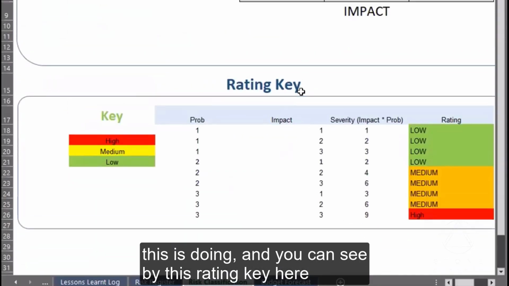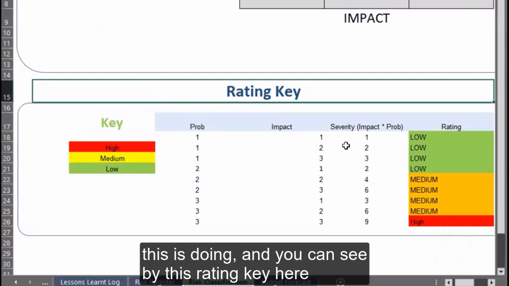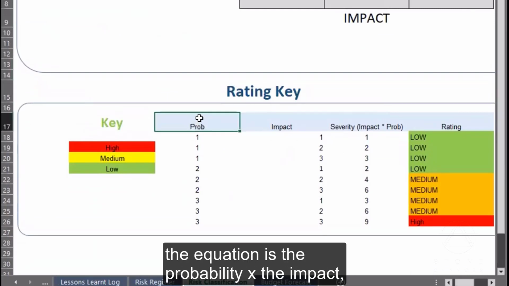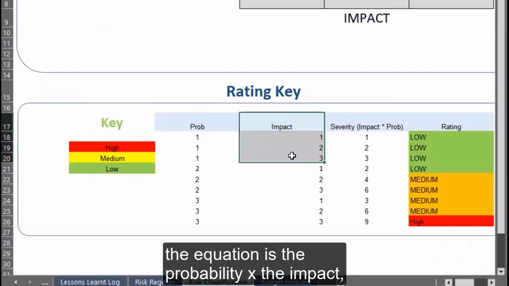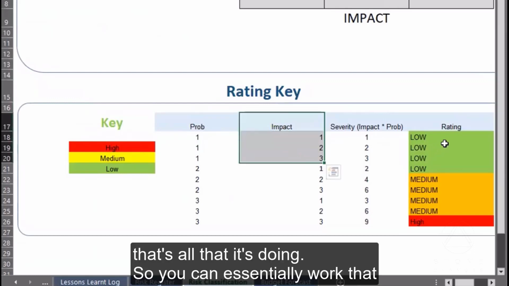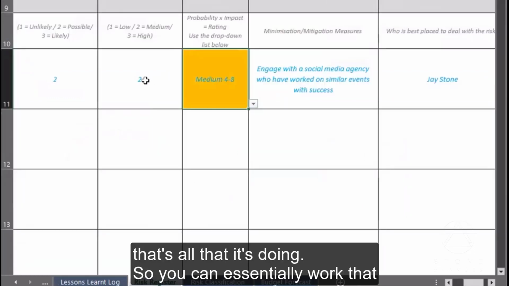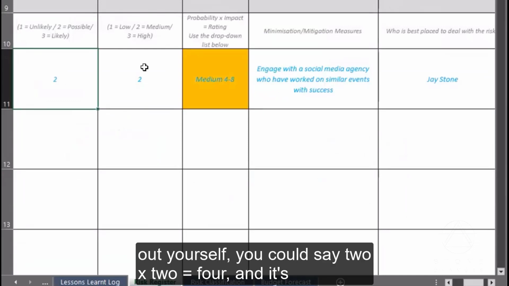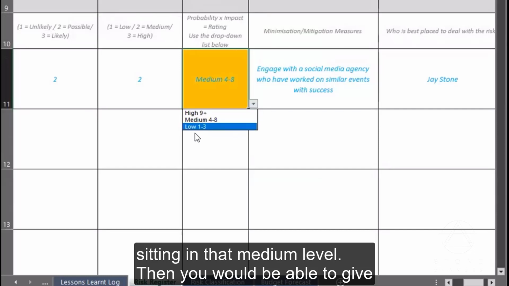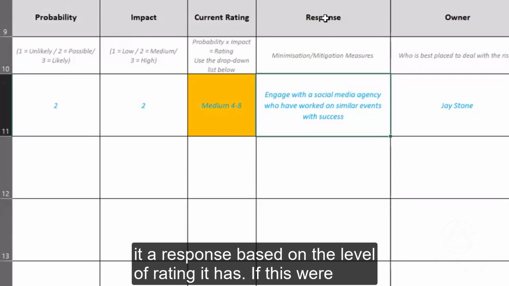Essentially what this is doing, and you can see by this rating, is the equation is the probability times the impact. That's all that it's doing. So you could essentially work that out yourself. You could say 2 times 2 equals 4, and it's sitting in that medium. Yeah. Then you would be able to give it a response based on the level of rating it has.